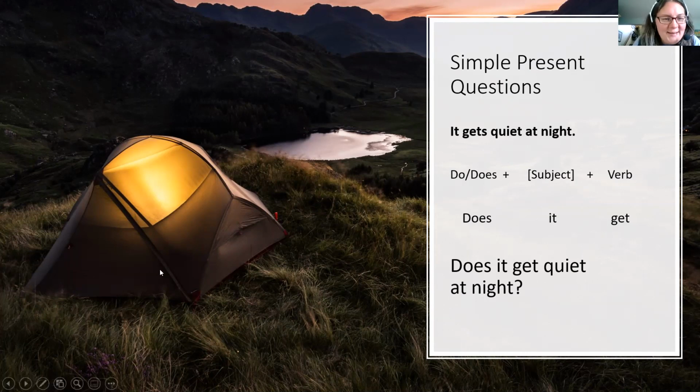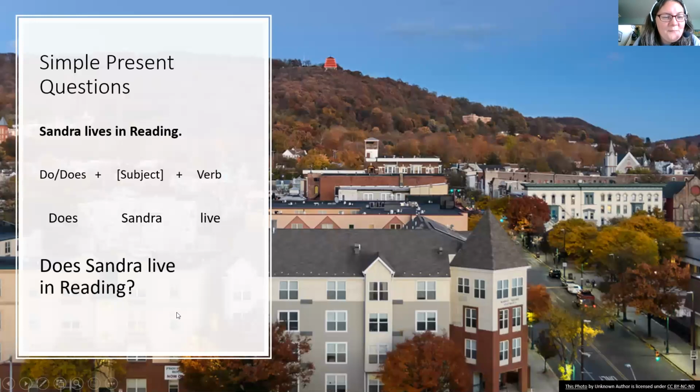Does it get quiet at night? And let's try one more. Sandra lives in Reading. So we have Sandra, right? Now, Sandra, is that do or does? Well, Sandra is a female, right? And a female would take the pronoun she. Good. And she goes with what? Do or does? She does. So we need does, Sandra, and we put in our verb, live.